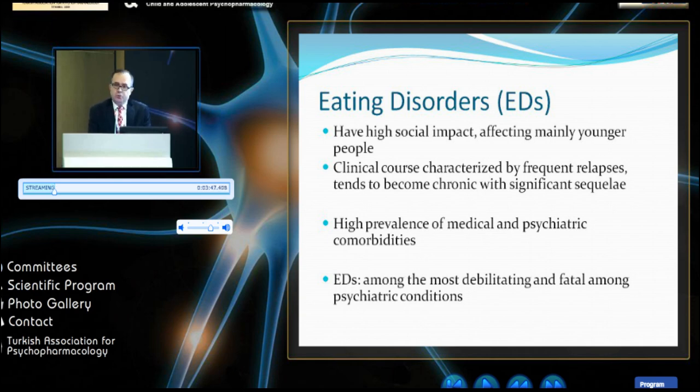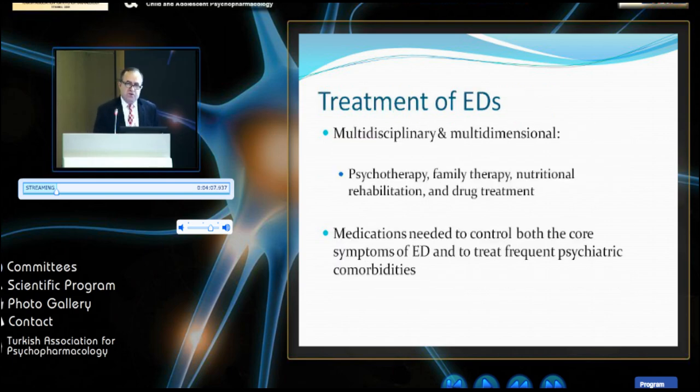The comorbidities are very important in eating disorders. These disorders can be deadly. They are among the most fatal psychiatric conditions, so you should be able to recognize that these are serious conditions. They are rare in severe forms, but it is important to intervene. The treatment is multidisciplinary, multidimensional: psychotherapy, family therapy, and nutritional rehabilitation is very important. And obviously there is a role for drug treatment. That's the main topic of my presentation.